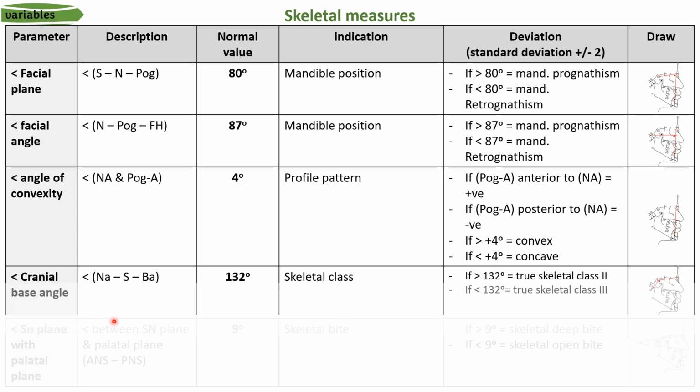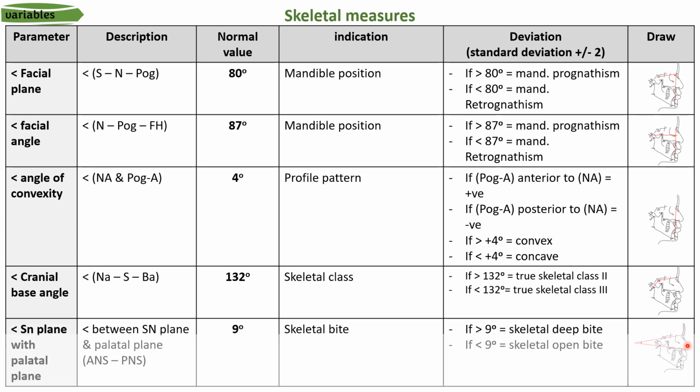Cranial base angle is the angle between nasion, sella, and basion. Mean value is 132. If it increases, it indicates a true skeletal class 2, and if it decreases, it indicates true skeletal class 3. Angle between the SN plane and the palatal plane. Mean value is 9 degrees. If it increases, it indicates deep bite or low angle face, and if it decreases, it indicates skeletal open bite or high angle face.